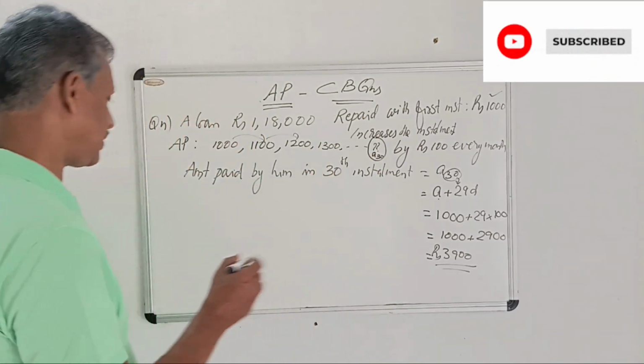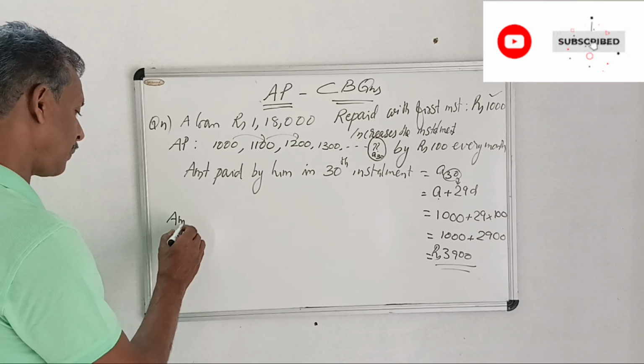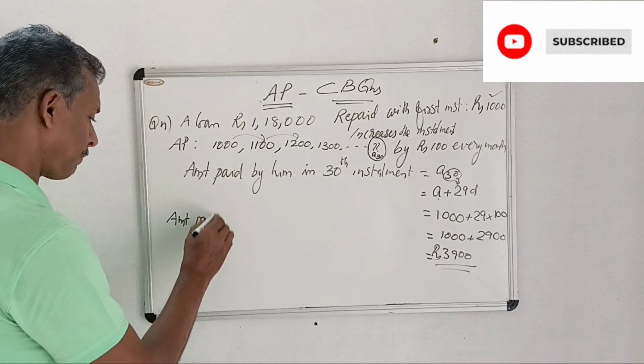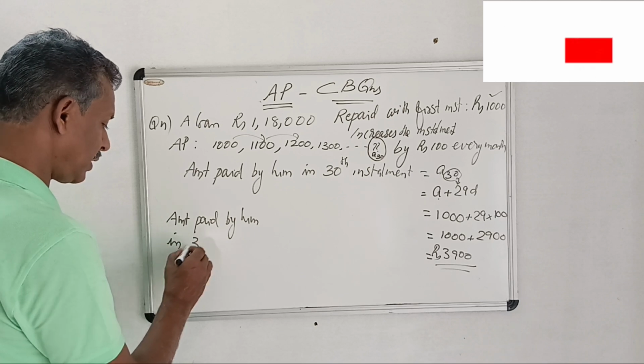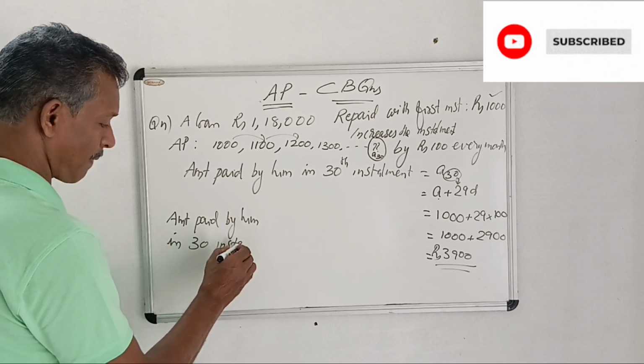The second question is, what is the amount paid by him in 30 installments?